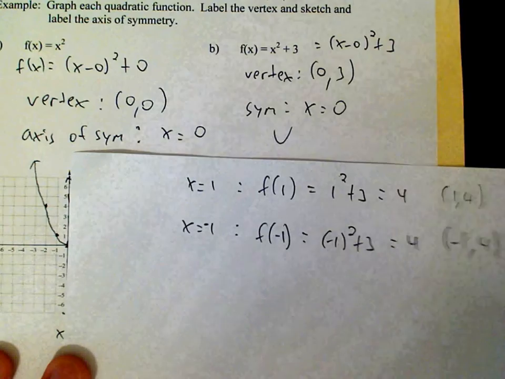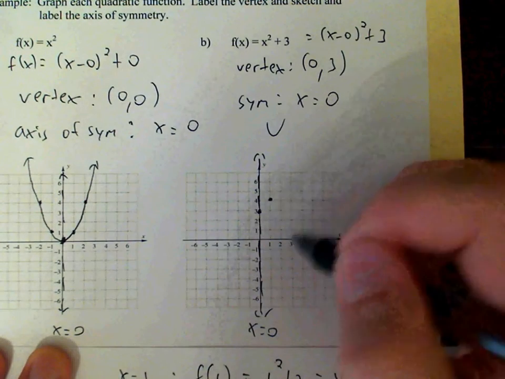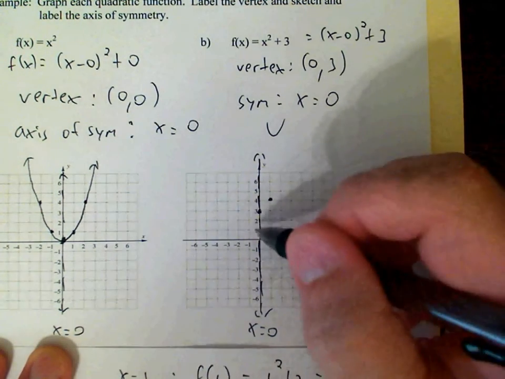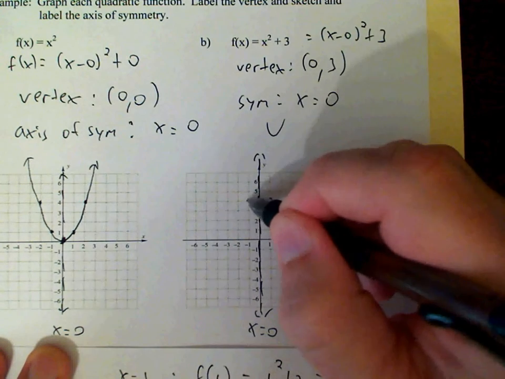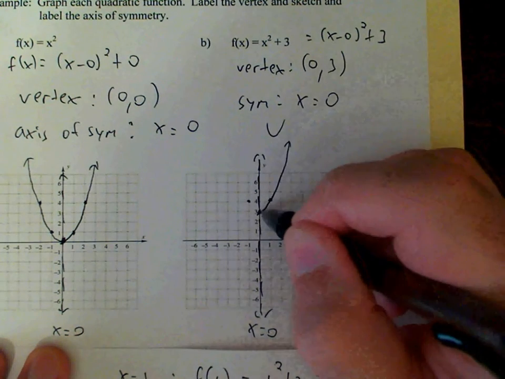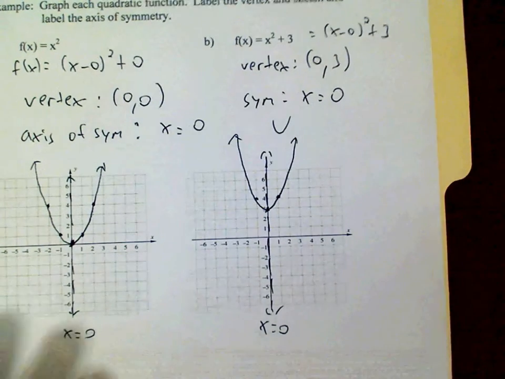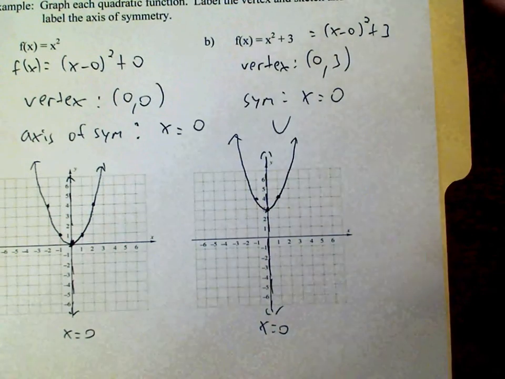And let's plot those. 1, 4. Right 1, up 4. And then negative 1, 4 is left 1, up 4. And once again, I have my U that I was looking for. It really isn't any more difficult than that.